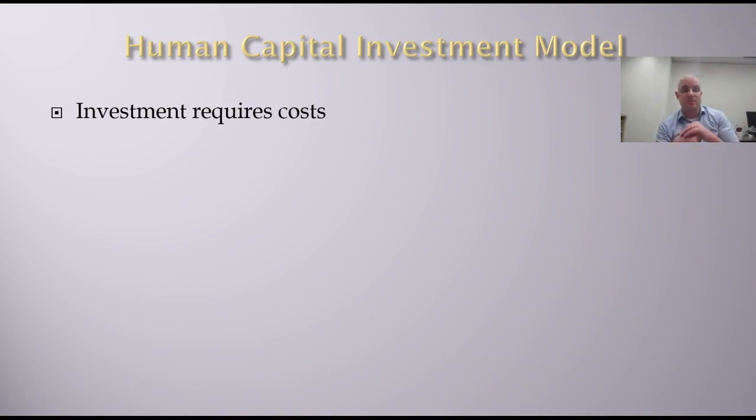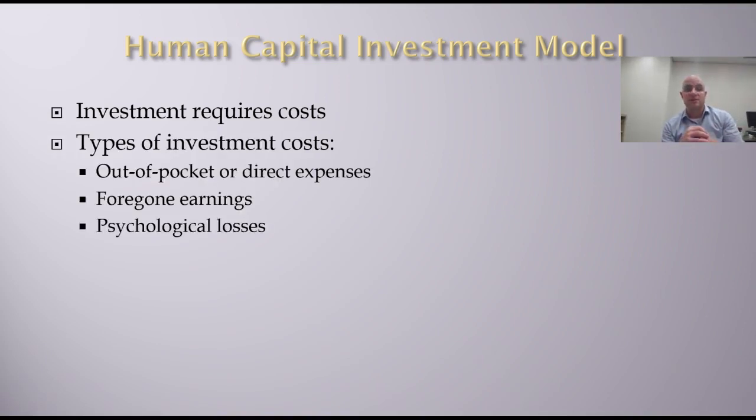The human capital investment model's starting point is that all investment requires some sort of cost, maybe monetary, maybe non-monetary. Remember, we're talking about economics terms. There are three types of costs. There's the out-of-pocket or direct expenses, the money that you have to give. But because we're talking in economics, we also have foregone earnings, the money that you could have been making had you not taken the training or schooling, plus the psychological losses. It's stressful. It's grueling going through this schooling and training. This is another cost you need to consider.